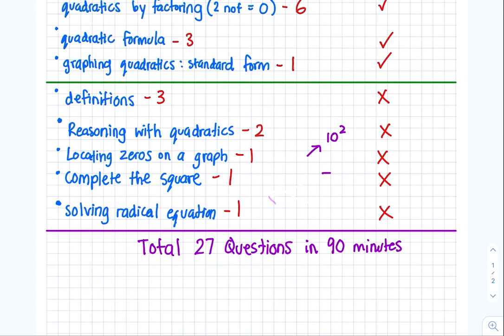Another example of this would be something like this. If you had this, it's going to ask you to complete that square. Well, what's half of -6? -3, and then raise that to the second, which is 9. So 9 would be the complete the square. And then lastly, there's going to be a solving a radical equation.